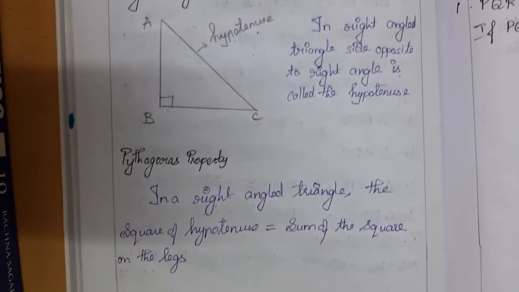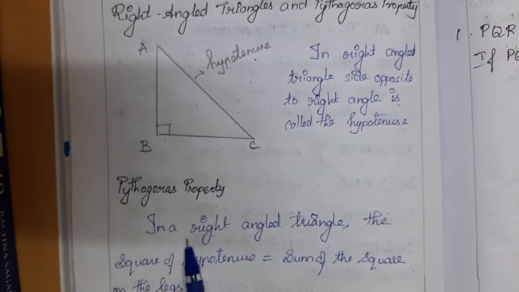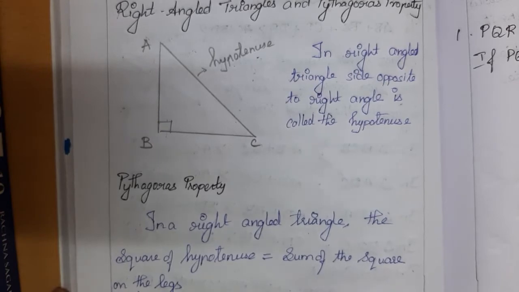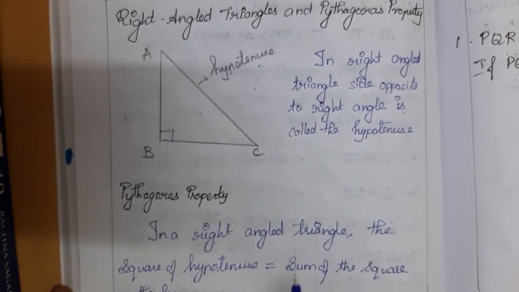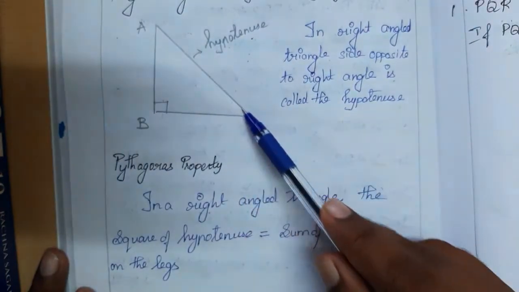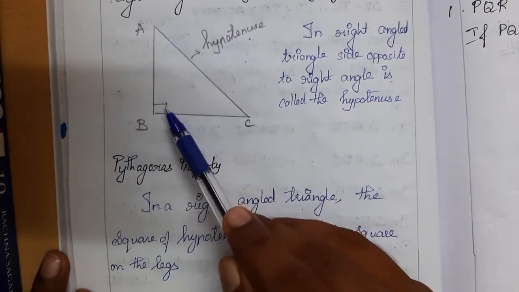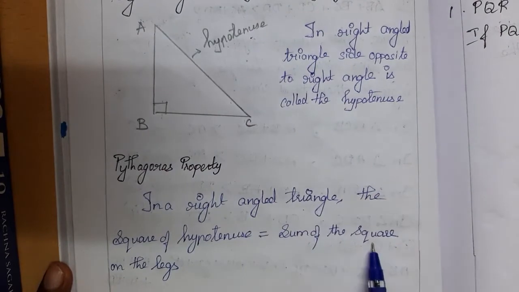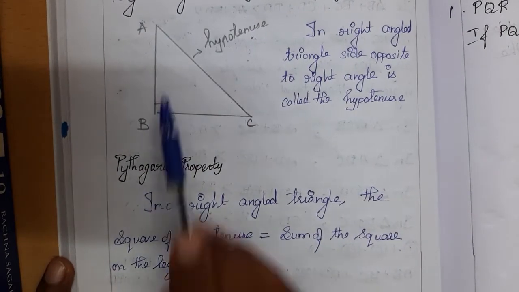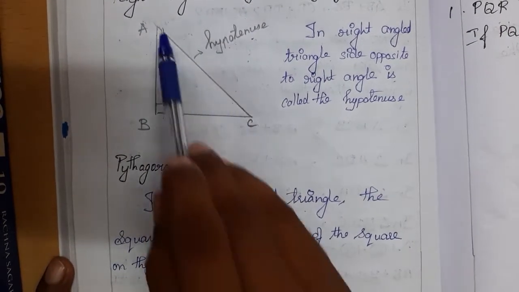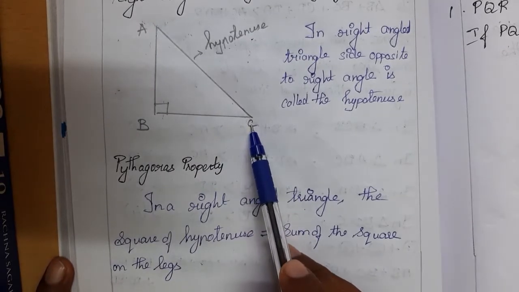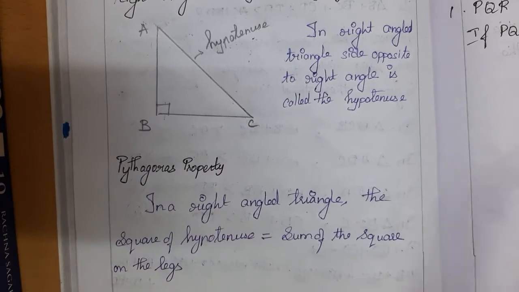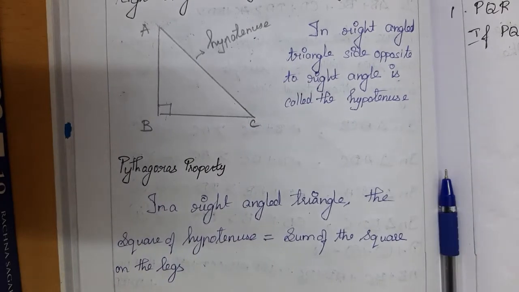So the Pythagoras property says that in a right angle triangle, the square of the hypotenuse is equal to the sum of the squares on the legs. So we have to know which side is the hypotenuse. The hypotenuse is the side which is opposite to the 90 degrees. So if you take the square of this side, it will be equal to the sum of the squares on the legs. So these are the two legs of this triangle.